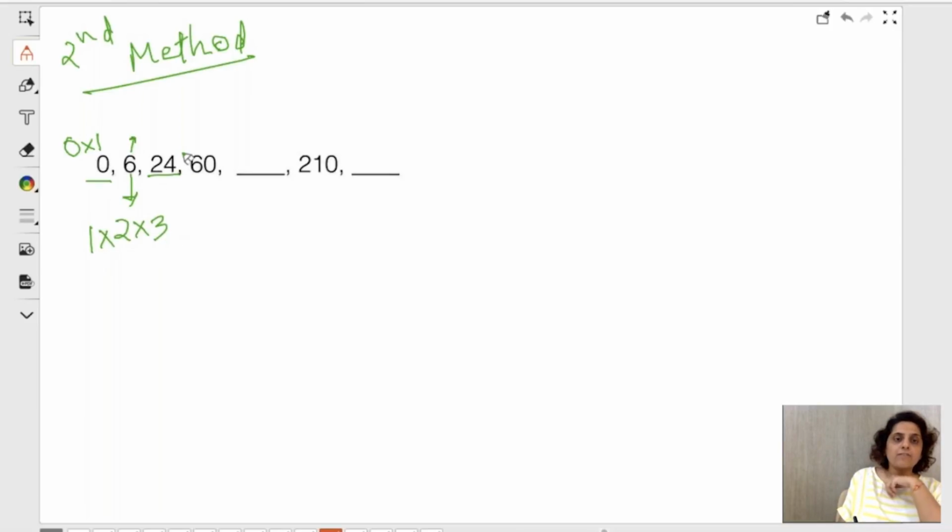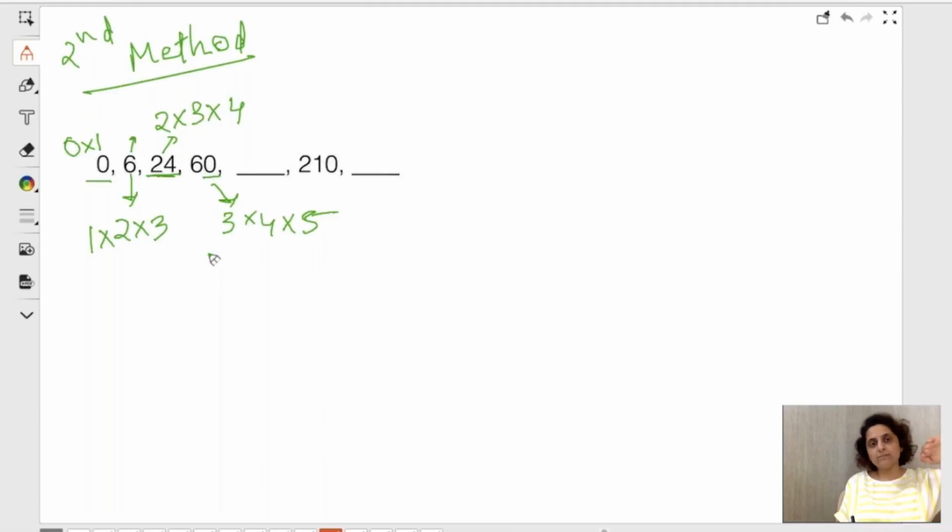And if I find out the factors of these two numbers, 24: what are the factors of 24? 24 is nothing but 2 into 3 into 4. 2 3s are 6, 6 4s are 24. I can write 60 as 3 into 4 into 5. 3 into 4, 12. 12 into 5 is 60. So how do we get the numbers? It's just removing the first term and adding the next term here.